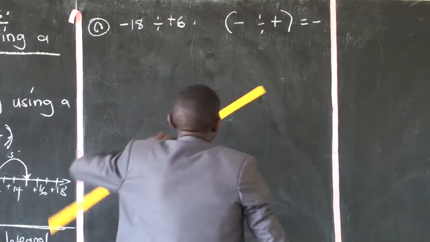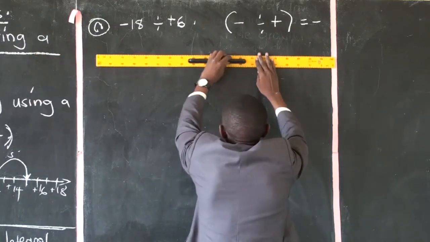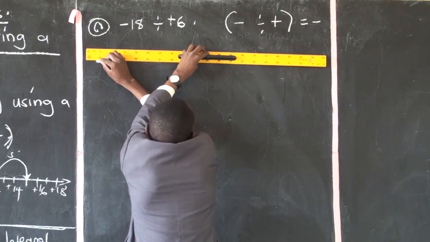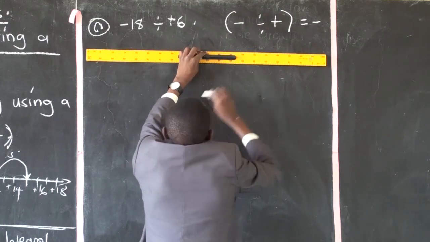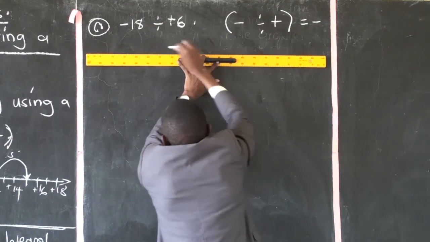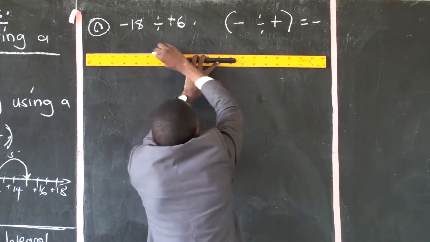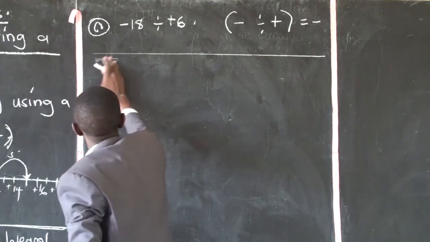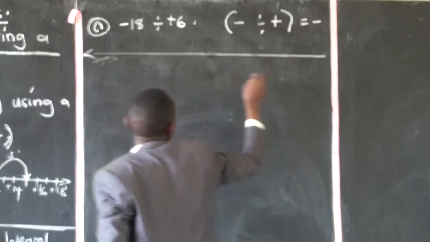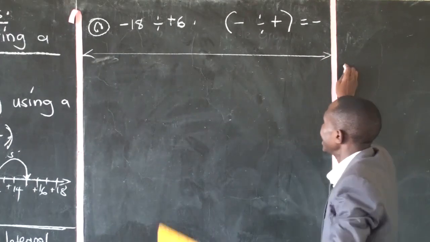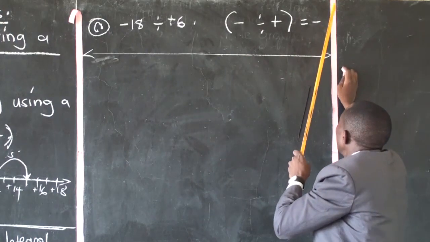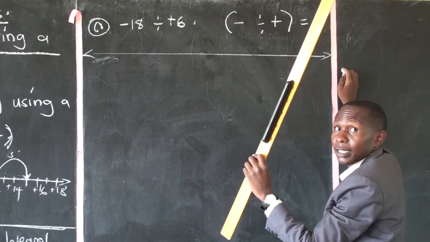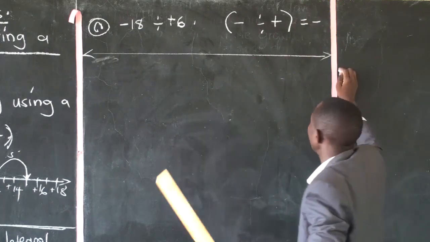We have to have now our number line first of all, because they instructed us to use a number line to work everything out. So my number line will be here. Since we know that the answer is going to be negative, we are now going to have only negative integers.